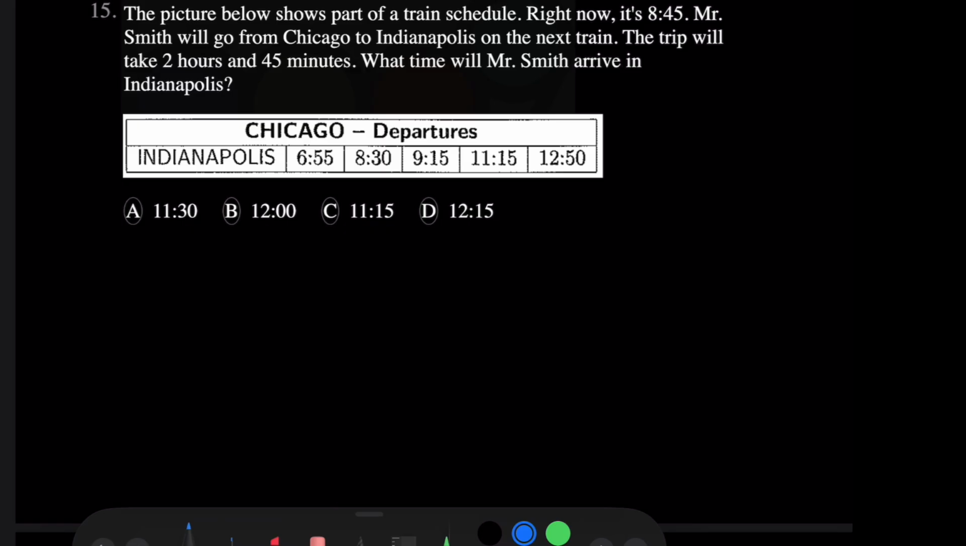The picture below shows part of a train schedule. Right now it is 8:45. Mr. Smith will go from Chicago to Indianapolis on the next train. The train will take 2 hours 45 minutes. What time will Mr. Smith arrive in Indianapolis?